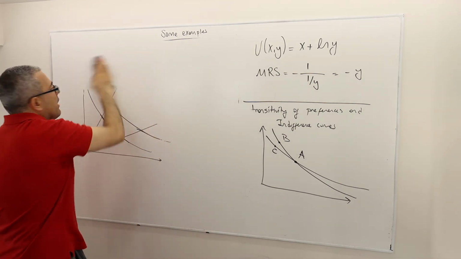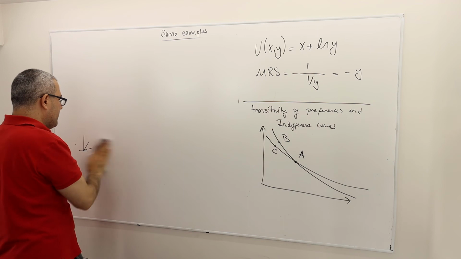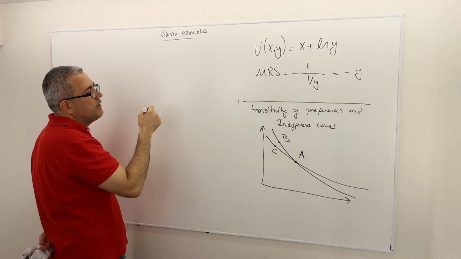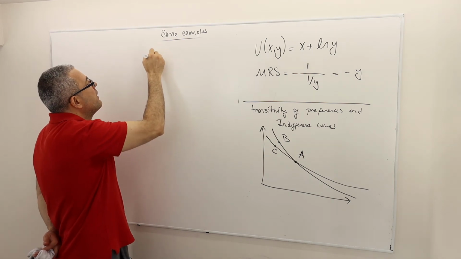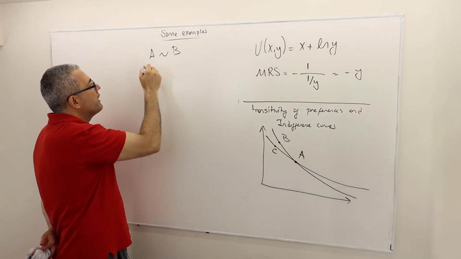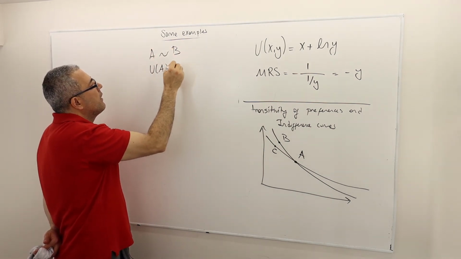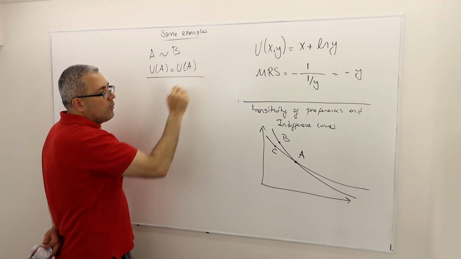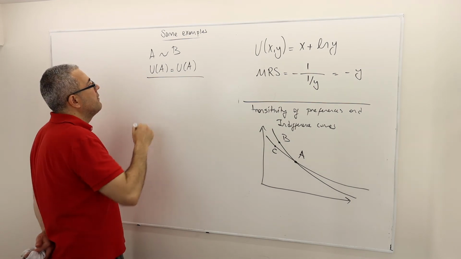What do I know about points A and B? Well, they both are on the same indifference curve. So therefore, this agent must be indifferent between A and B, or equivalently, the utility in both A and B are the same. Very well. What else? Well, C and A are also on the same indifference curve.